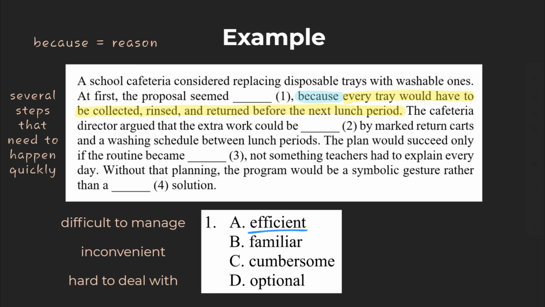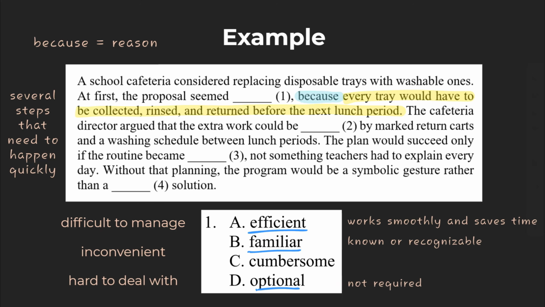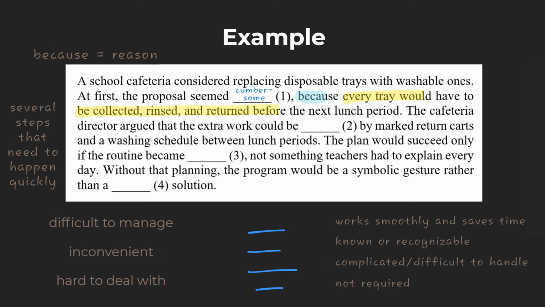If something is efficient, it works smoothly and saves time, but this sentence is explaining why the plan seemed difficult at first. Familiar means known or recognizable, and optional means not required. Neither one fits the problem described in the sentence. That leaves cumbersome, which means complicated or difficult to handle, which is what we came up with when we predicted the missing word. Plugged back into the sentence, we would have, at first, the proposal seemed cumbersome, because every tray would have to be collected, rinsed, and returned before the next lunch period. That fits the sentence and the larger passage. Let's move on to blank 2.